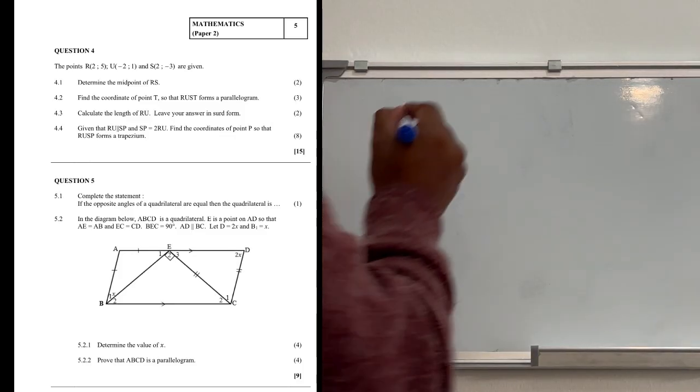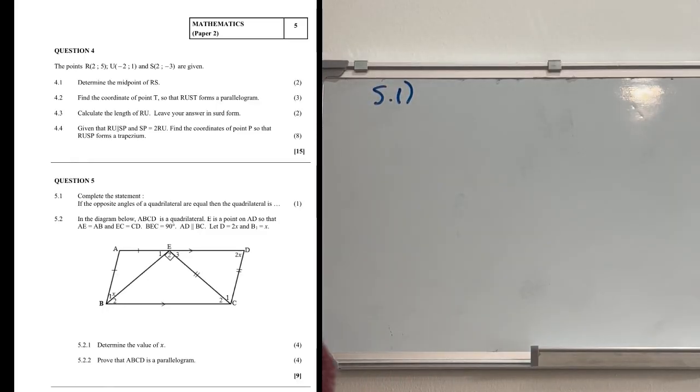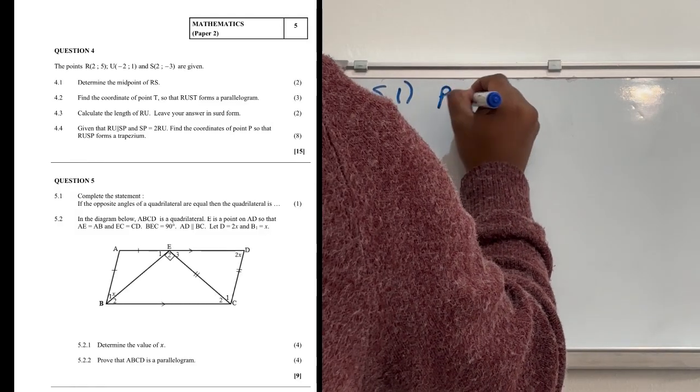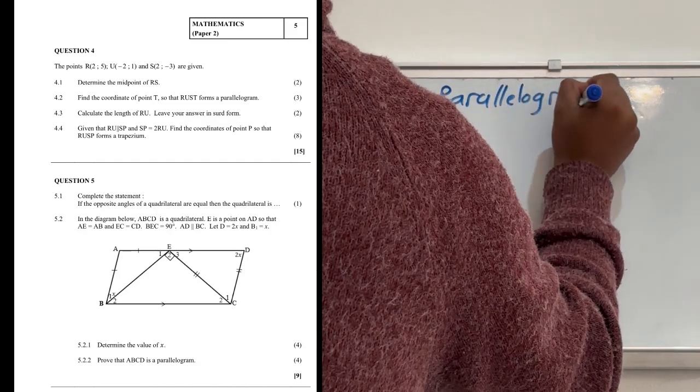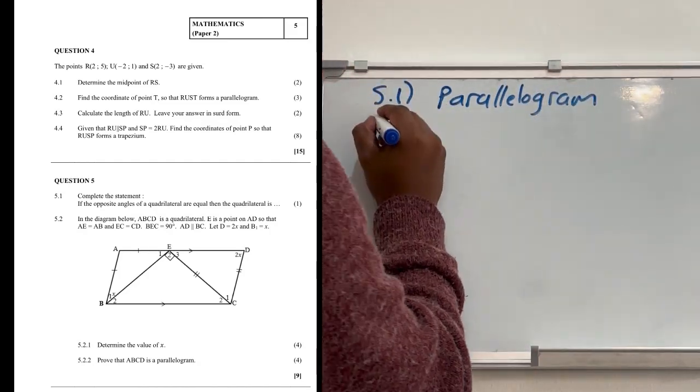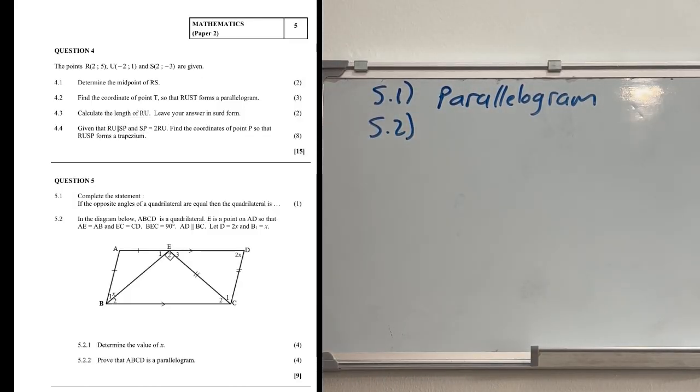So question 5. It asks to complete the statement: if the opposite angles of a quadrilateral are equal, then the quadrilateral is a parallelogram. So 5.1 is parallelogram.